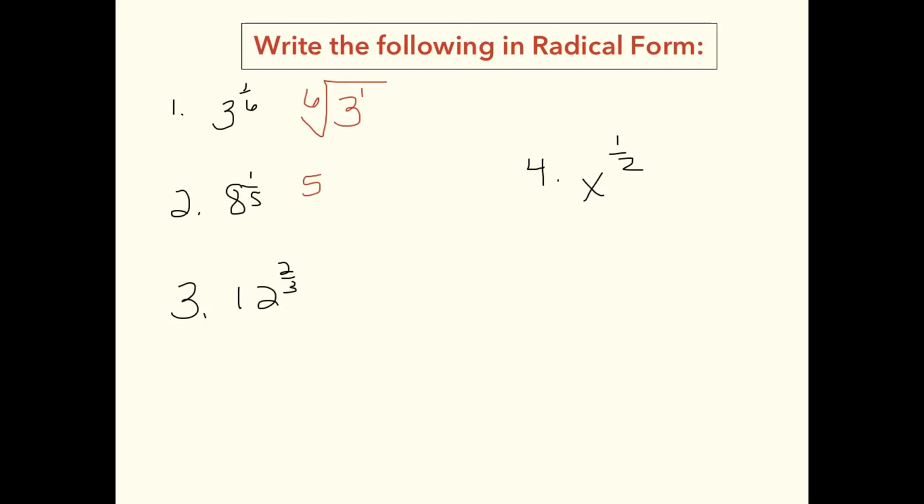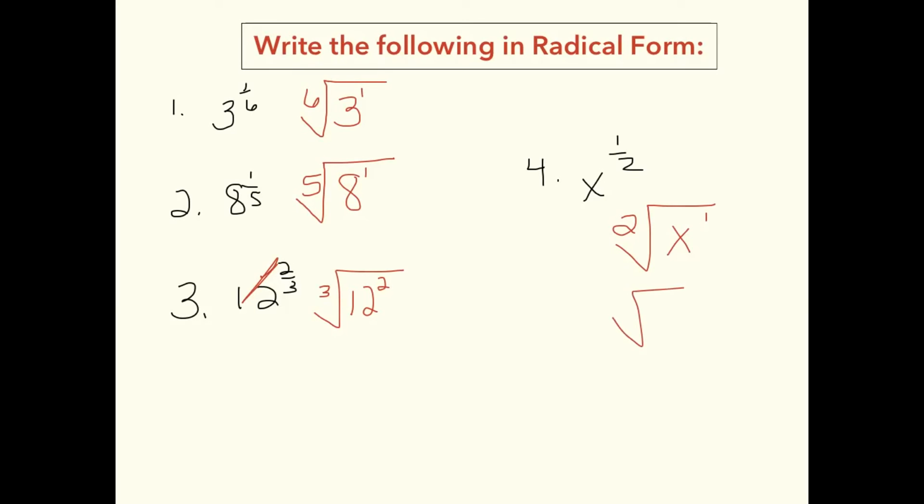We've got here the 8 to the 1/5. And that denominator in the exponent becomes the root, the nth root. So the 5th root of 8 to the power of 1. Over here we've got 3 on the denominator, so the 3rd root. And then remember, this is what goes underneath, 12 squared. And then this last one, you've got the square root of x to the power of 1. You could also just write it like that. You don't have to put the 1 if you don't want to.